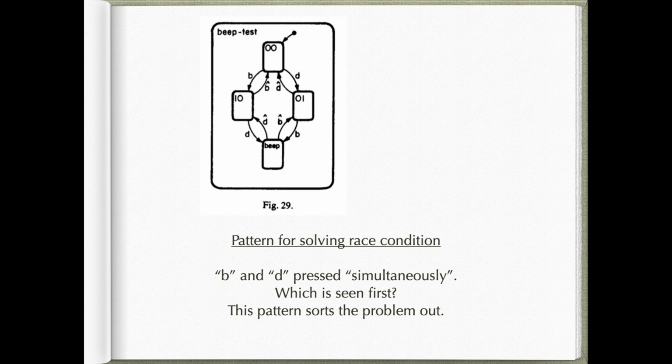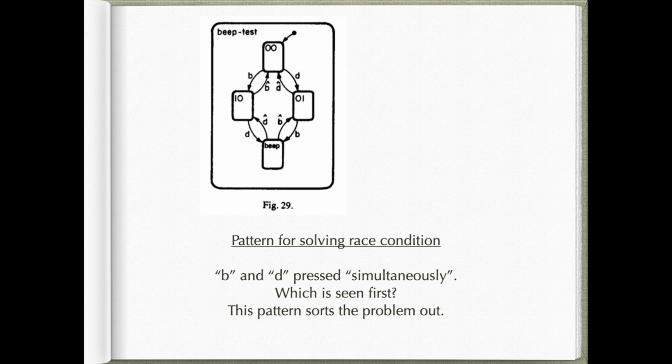What he's labeled as D hat and B hat are someone releasing the buttons. So if you release both buttons, let's go back to pushing both buttons at once. If you see both buttons pressed, another option might be that the D looks like it came first, then the B came first. The way to solve these kinds of race conditions is to allow only one event to happen at a time, even if they look to be simultaneous.